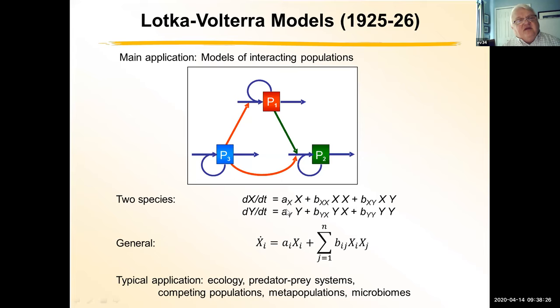And in general, of course, you can do that for many populations. So the format is that we have a growth term here, and then we have interaction terms. And i is included here, so there is an x_i squared term in here that is, if you like, the generalization of a logistic growth function, where you have a linear term and then a negative b_ii times x_i squared. The typical applications are in ecology: predator-prey systems, competing populations, and so on.